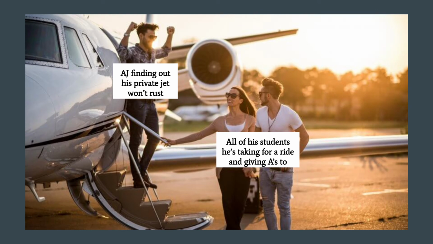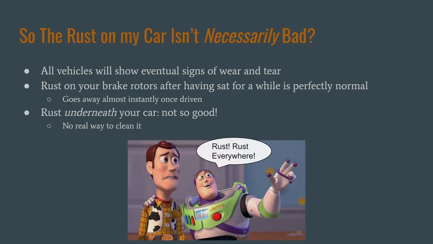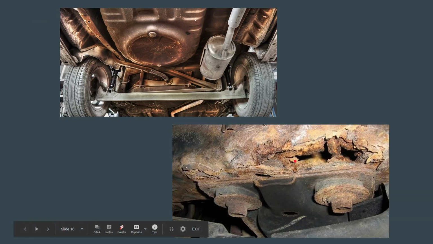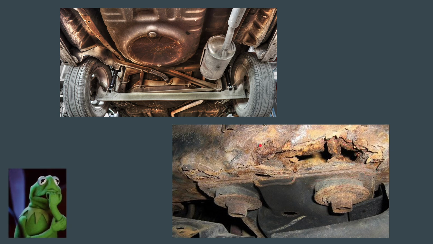Just going to let this sink in for a minute for you. All right. So the rust isn't necessarily bad on your car. If it's on your rotors, it's going to go away pretty quick, but underneath, not so good. If your brakes look like this, you need not worry. If the underside of your car looks like this, that's probably time to get a new vehicle, because this is when it gets dangerous and it starts to chip, and we don't want any of that to cause any accidents. Now's the time to worry.